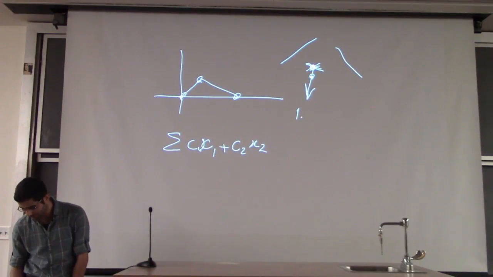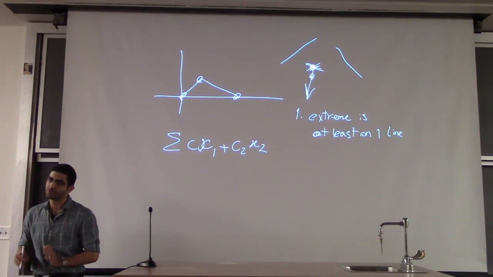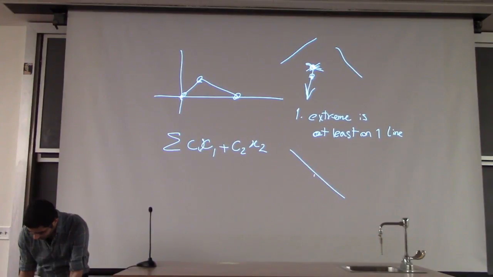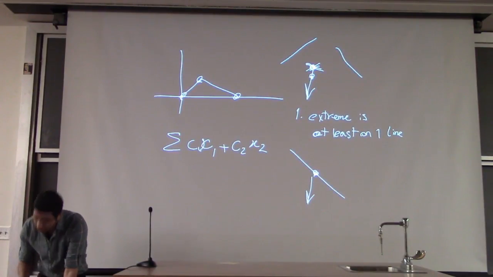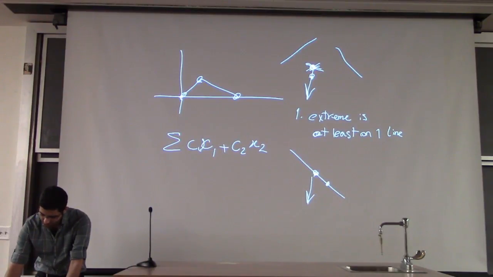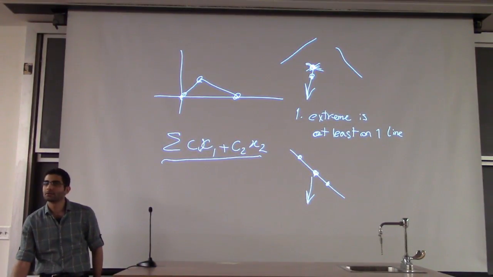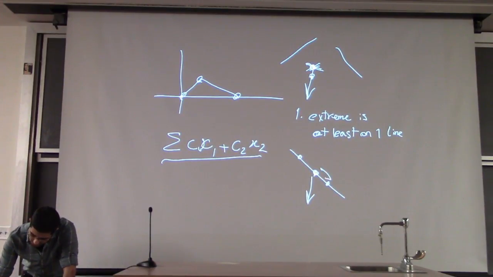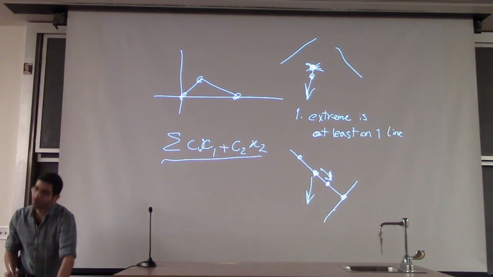Now we know that the extreme point is on at least one line. We want to prove that it's on the intersection of two lines. So let's say the point is on this line, and the direction is again here. Then one of these points has a greater value than this one, so we go in that direction, and as we go the value gets greater and greater until we reach an intersection, right?